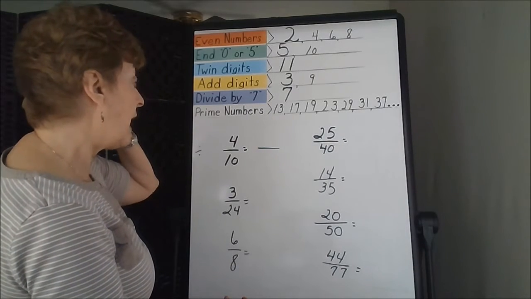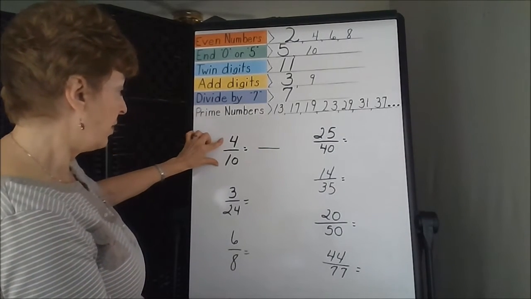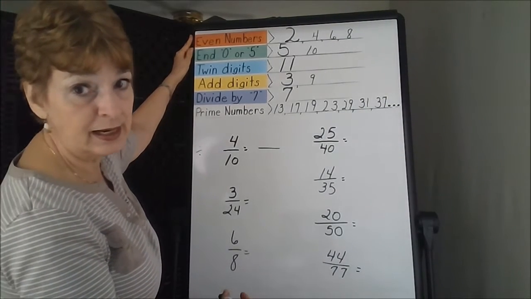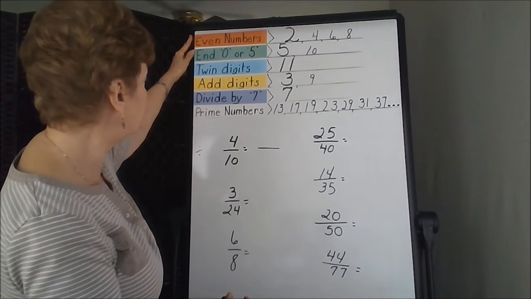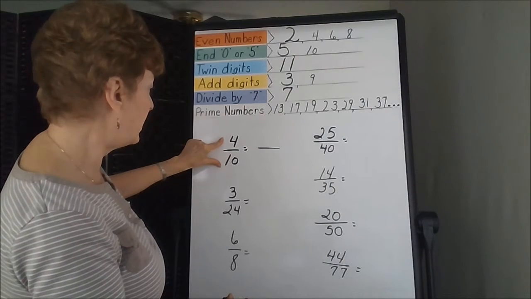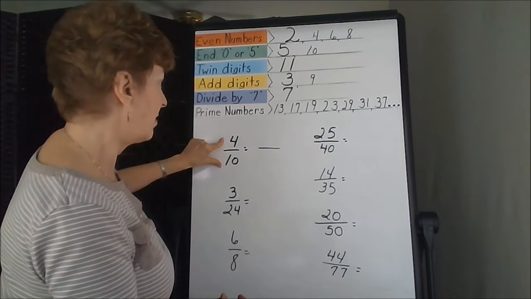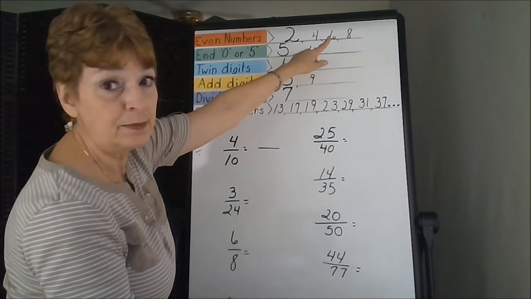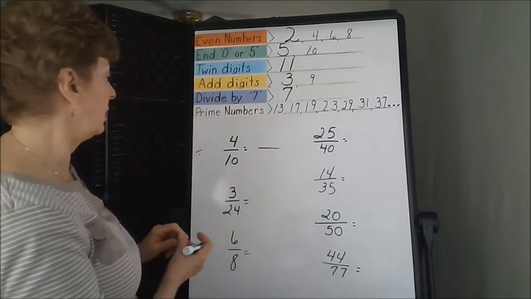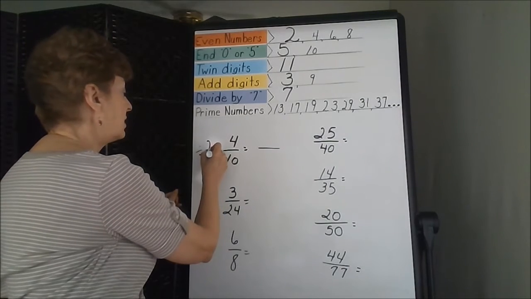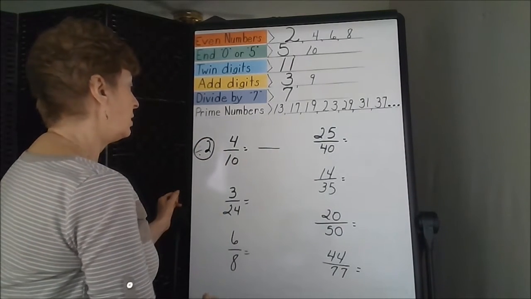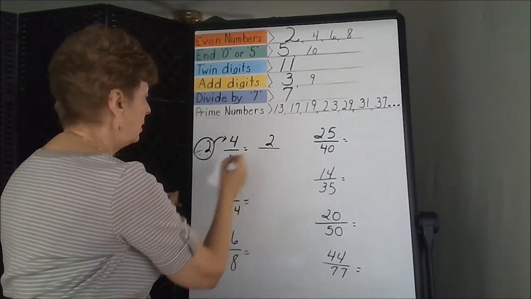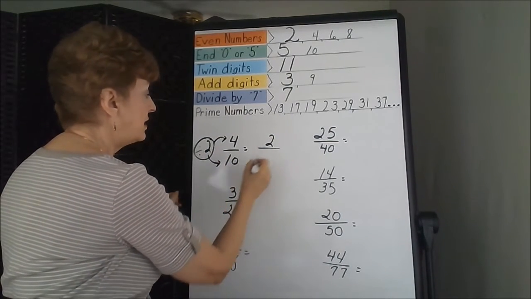If we look at the top and the bottom number, we can ask ourselves these same questions that we did for divisibility in another exercise. Are both of those numbers even? Yes, they are. You could use a 2. A 4, 6, or 8 might work, but 2 will. So we could divide this fraction by 2. 4 divided by 2 is 2. 10 divided by 2 is 5.